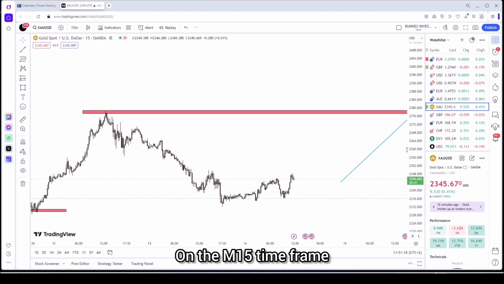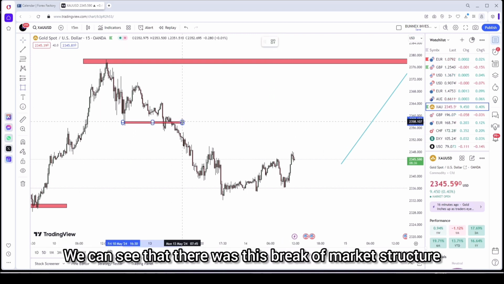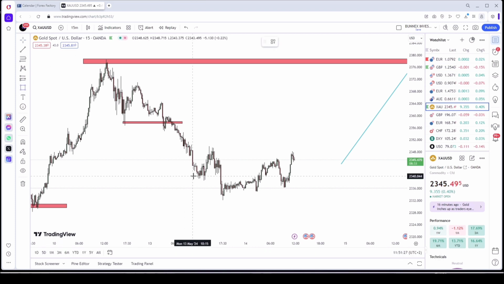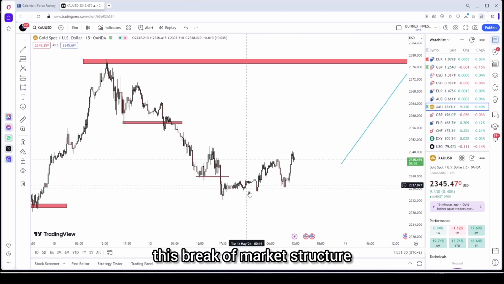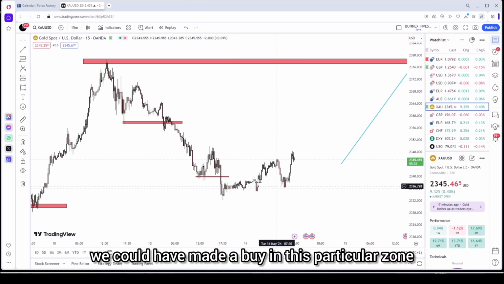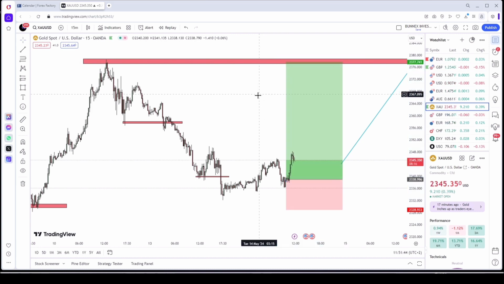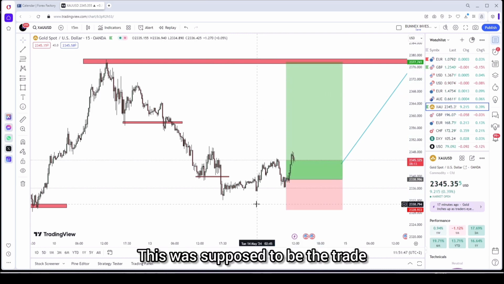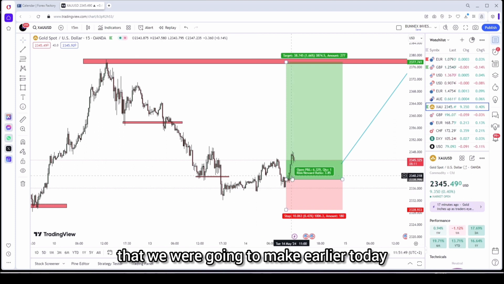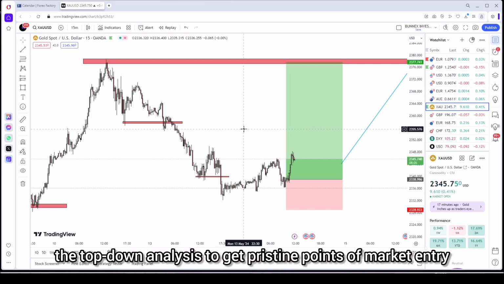On the M15 time frame, was there twice break of market structure? We can see that there was this break of market structure, this break of market structure, and what do we get? A peak formation low. Therefore, we could have made a buy at this particular zone. This was supposed to be the trade that we were going to make earlier today. So basically, that is how we use the top-down analysis to get pristine points of market entry.